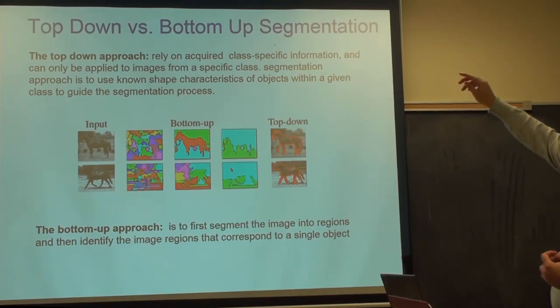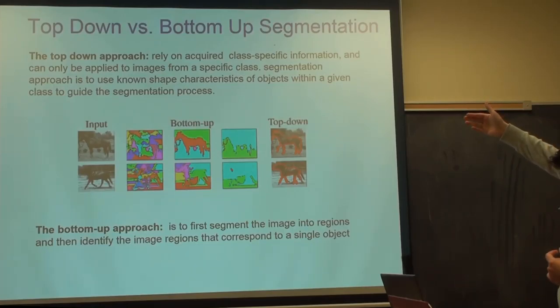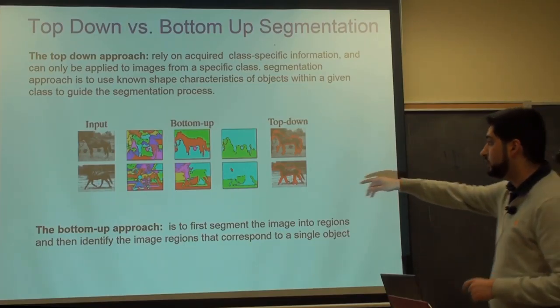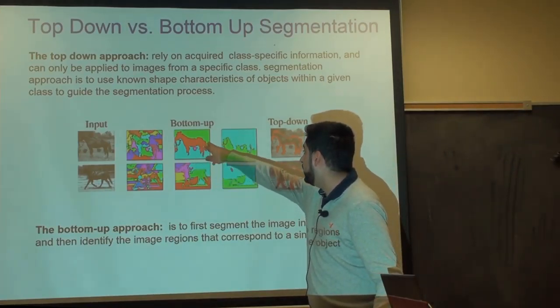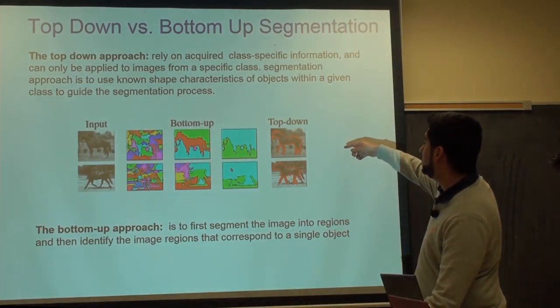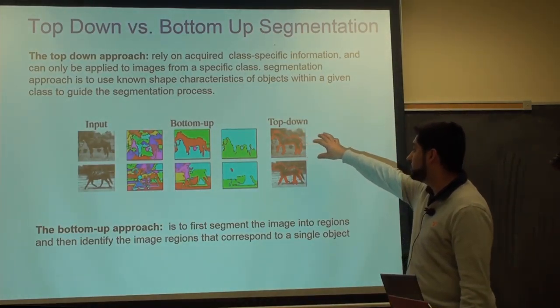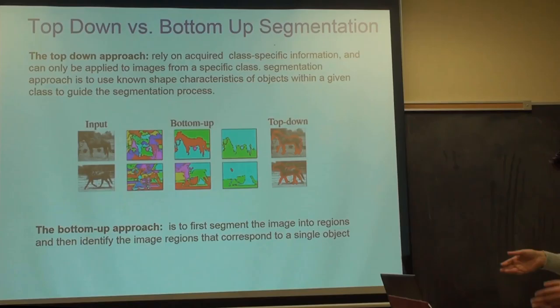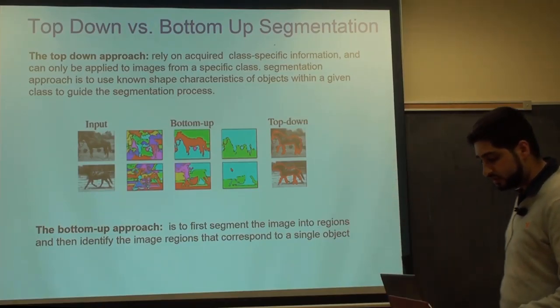In the bottom-up, first we segment the image, then we find the object. In the top-down, basically we try to find pixels based on criteria or pre-specified classes to find in the image, like in the horse case.